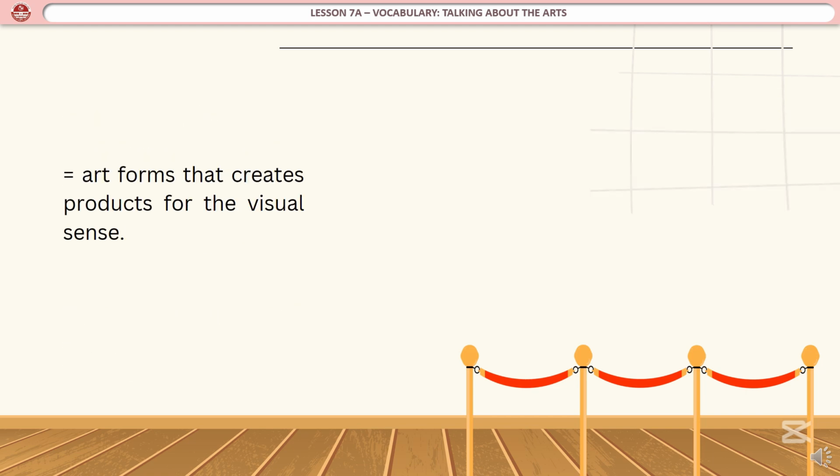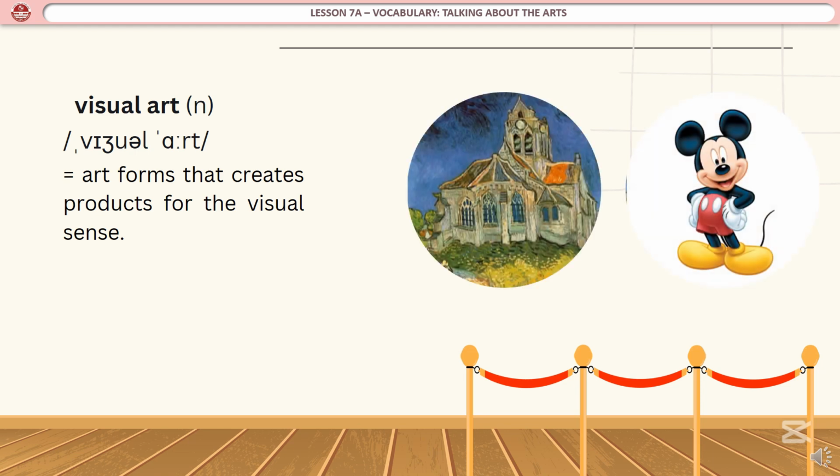Help me to read this definition. Can you guess what art form this is? Yes, it is visual art. Again, visual art. That's amazing. Look at these two photos. What are they? Correctly, they are painting and cartoon.